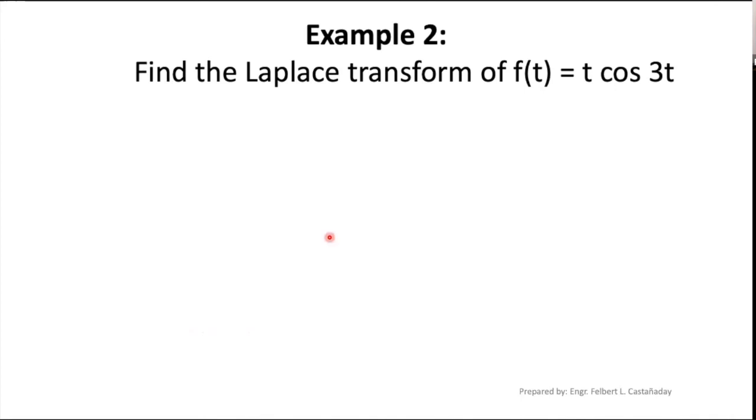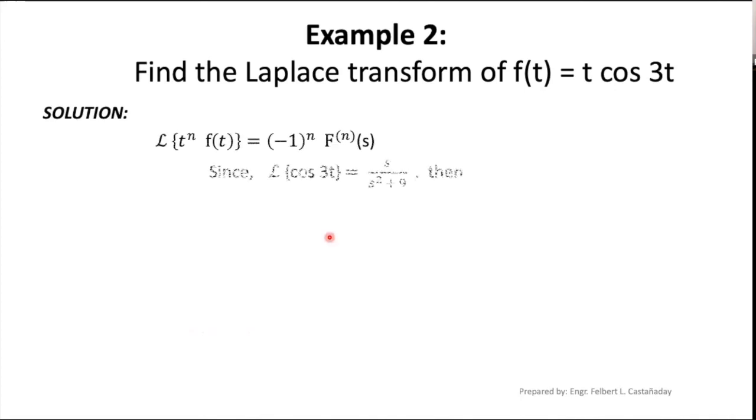Example number 2, find the Laplace transform of t times cosine of 3t. So remember, we have t in the given function, so it will undergo differentiation. So this is our guide. The theorem says that the Laplace of t raised to n times f of t is equal to negative 1 raised to n times the nth derivative of F of s, or the Laplace of f of t. So the Laplace of cosine 3t is s over s squared plus 9.